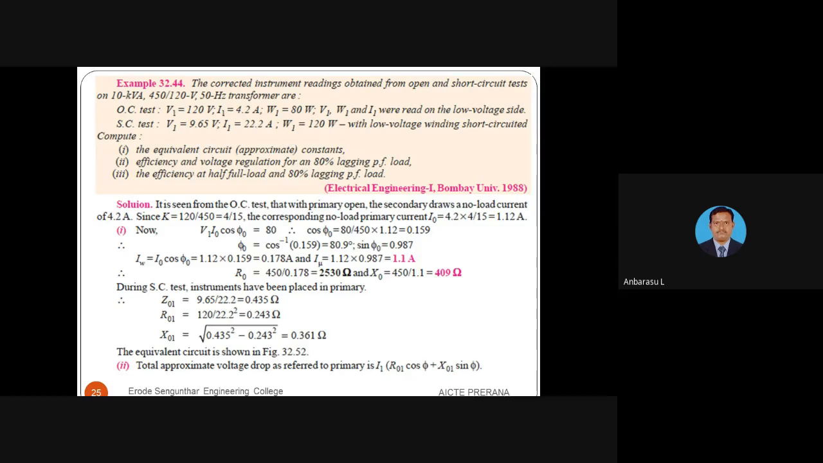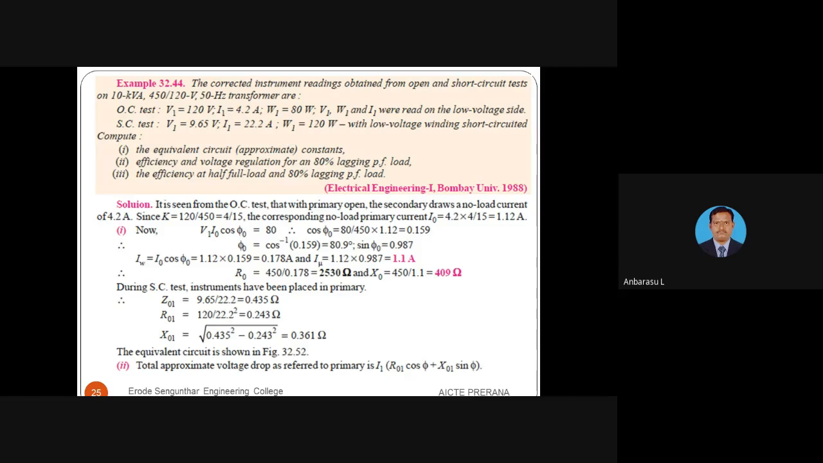So the no load parameters: R naught equals V1 by IW, we get 2530 ohm, and X naught equals V1 by I mu, we get 409 ohm.